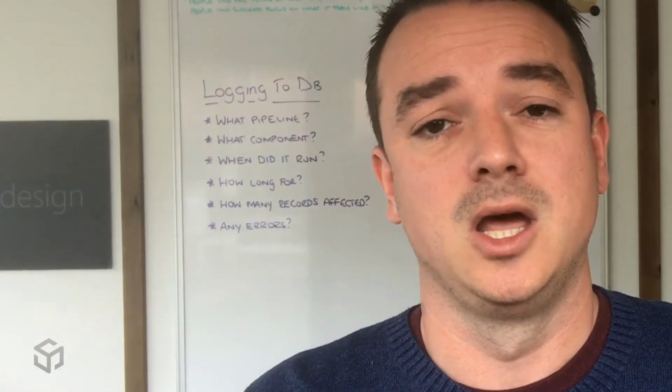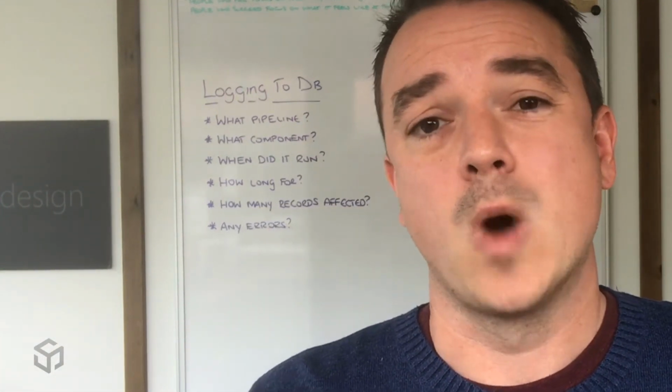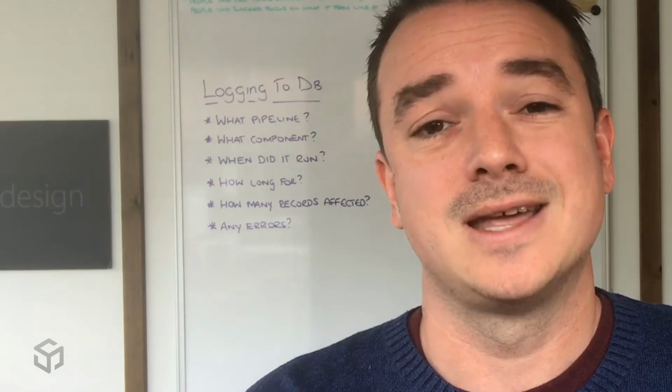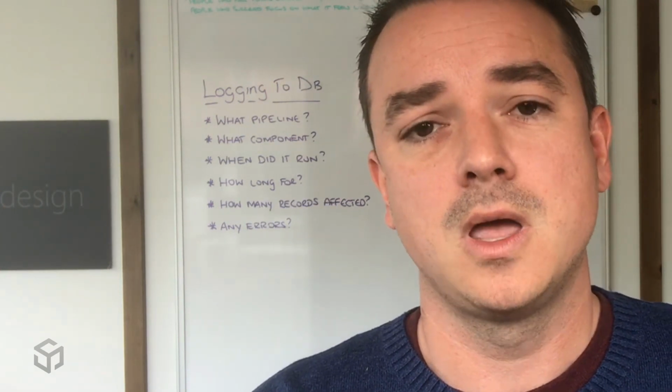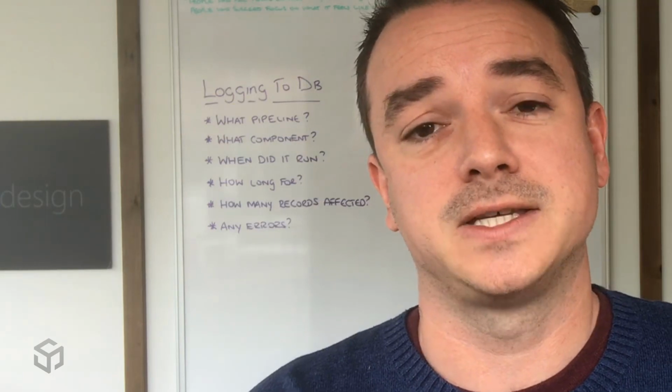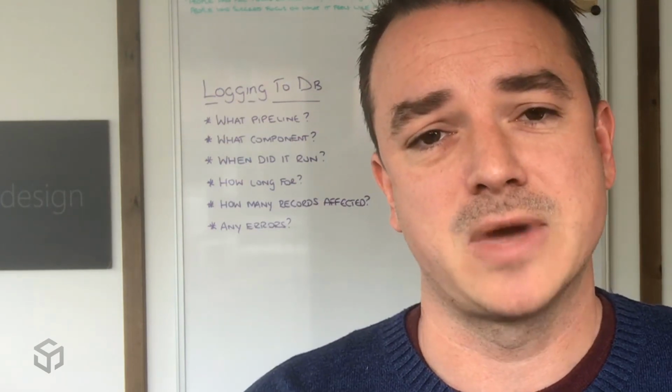So I'm going to show you that today, and I'm going to show you the bits of information that I'm typically interested in, which is which pipeline ran, which component, when the pipeline ran, how long it took, so you can look at performance over time, which is critical, how many rows were affected, and obviously any errors that came out of it. So let's jump into the ADF pipeline and take a look at that now.